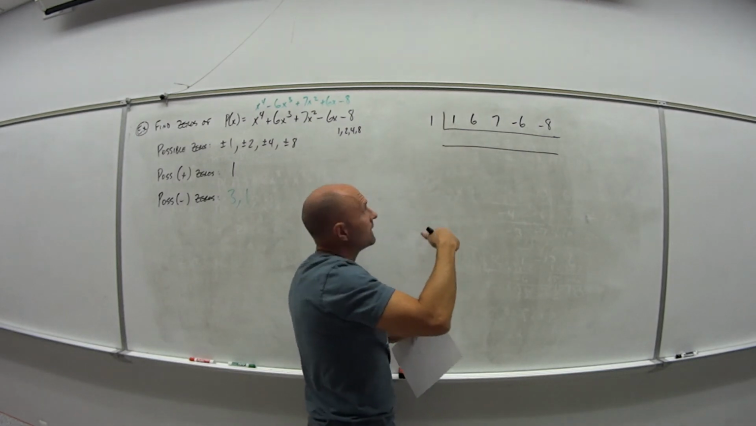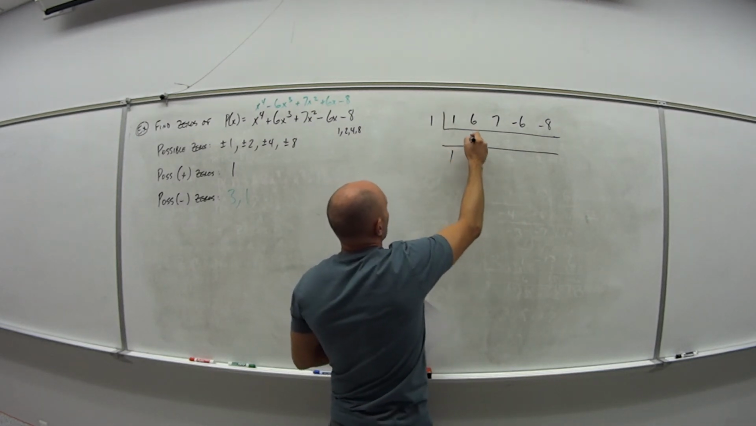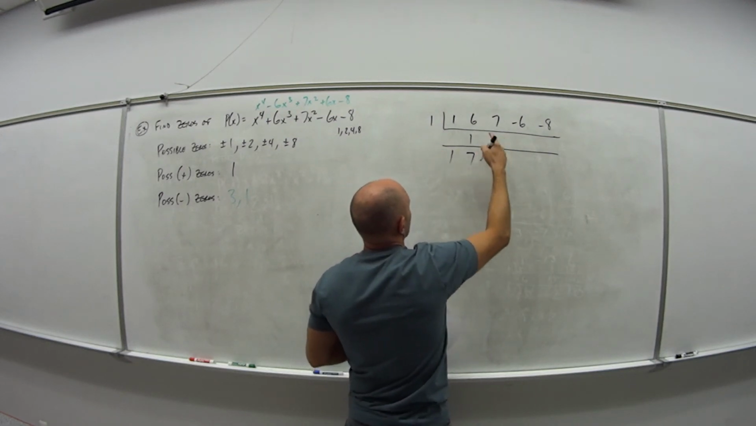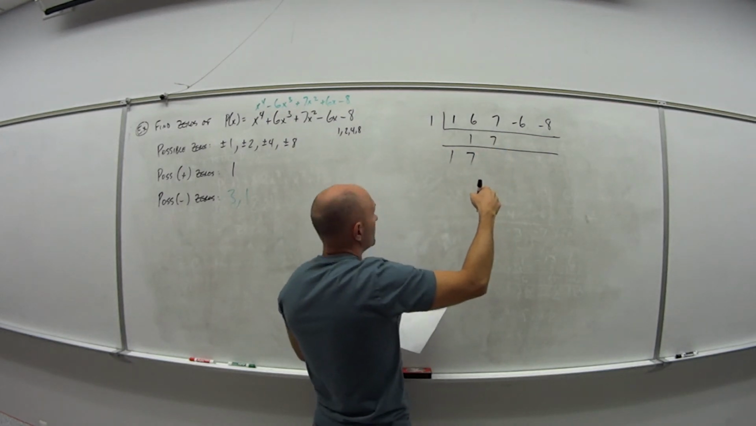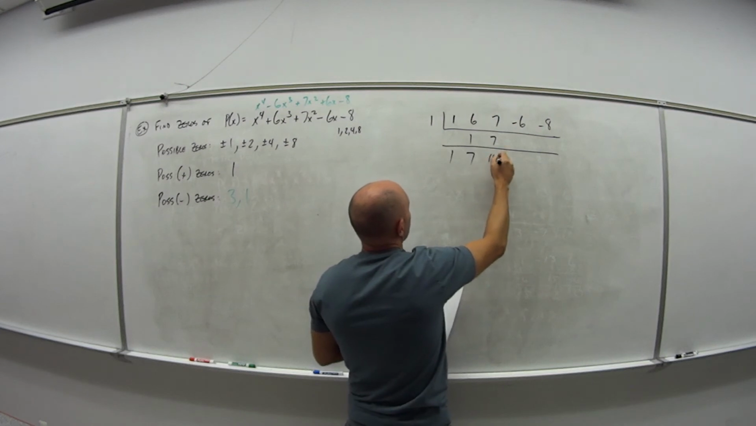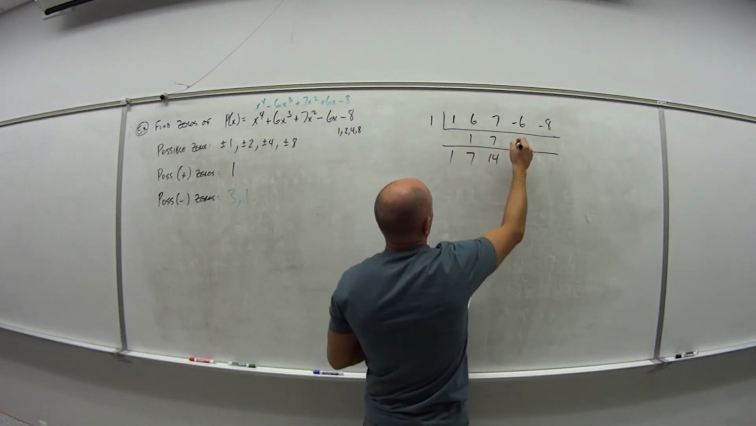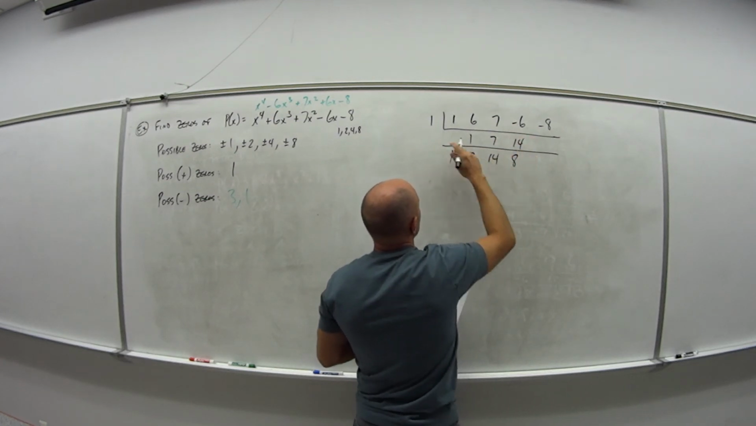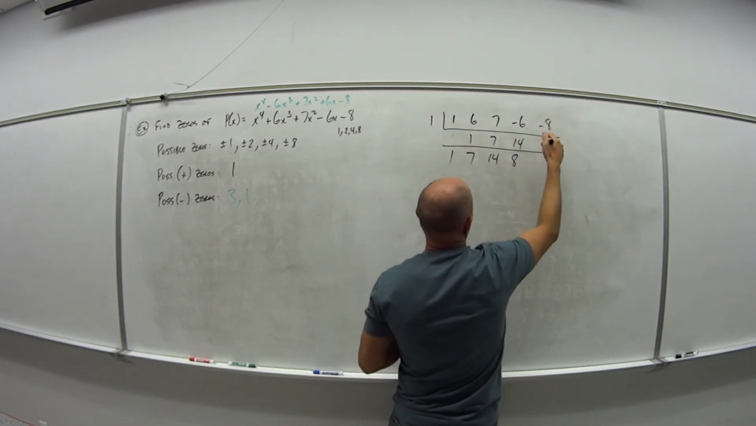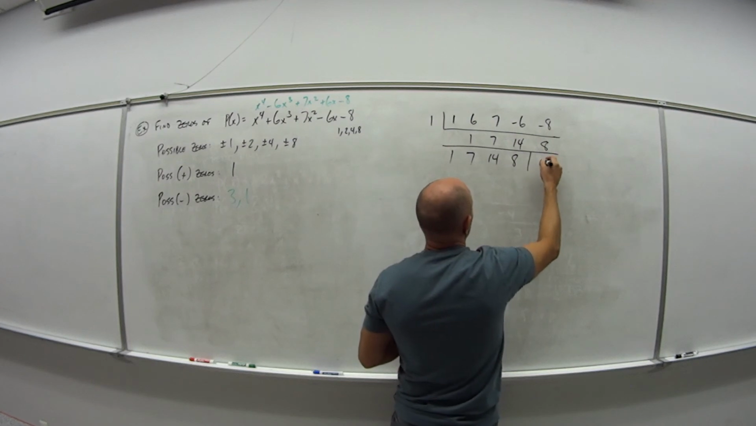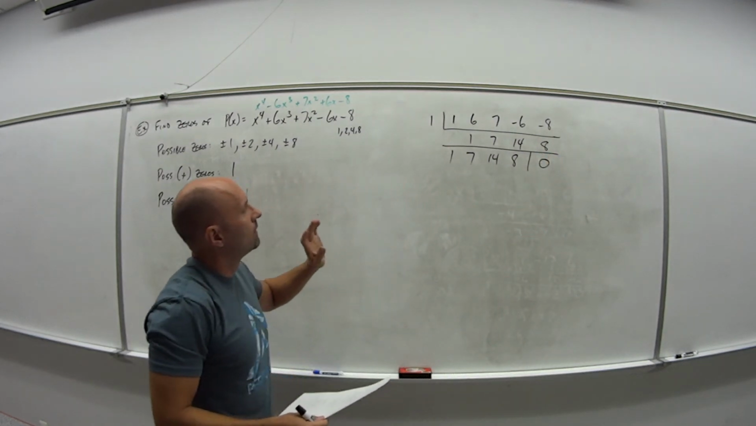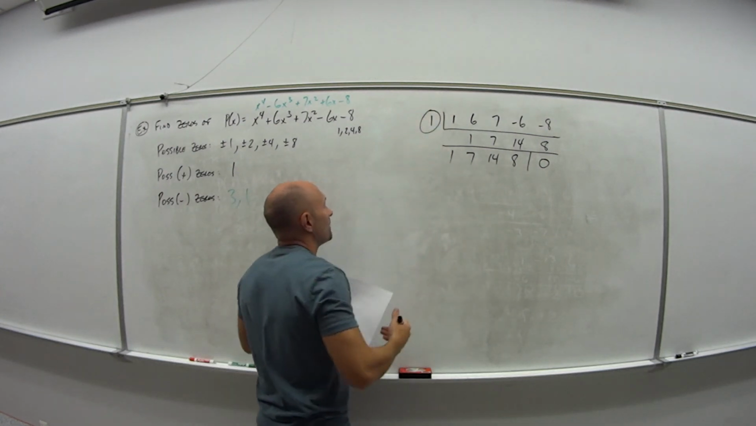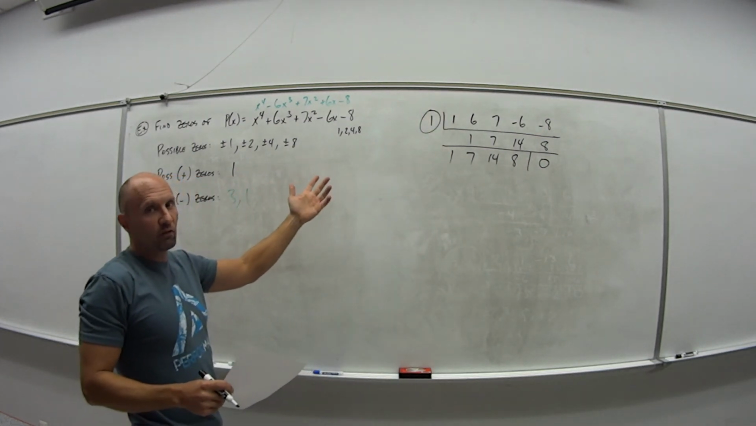Synthetic division, bring down the 1, I get 1. 1 times 1 is 1. 6 plus 1 is 7. 1 times 7 is 7. 7 plus 7 is 14. 1 times 14 is 14. 14 minus 6 is 8. 1 times 8 is 8. Oh, perfect. Negative 8 plus 8 is 0. So that means my positive root, or my positive 0, is plus 1.